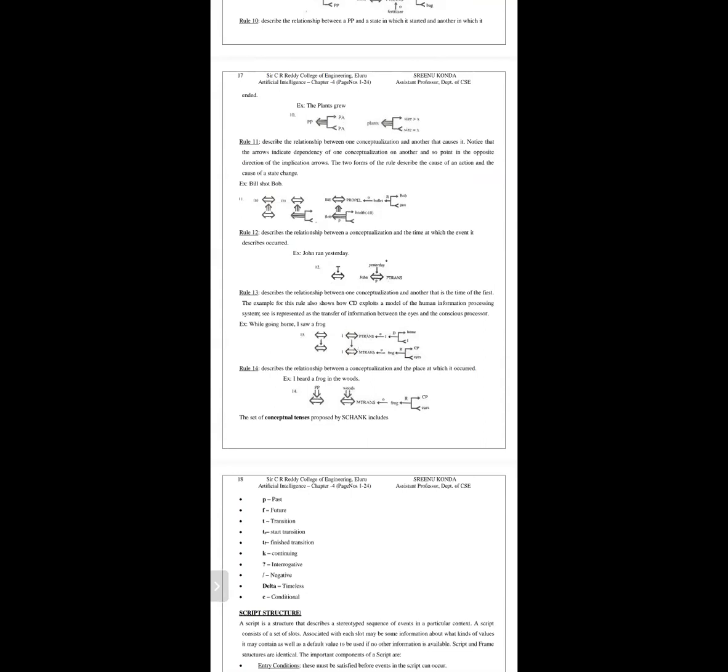Next, double arrow, M trans. M trans means mental transformation, that means transfer of mental information. So hearing is nothing but M trans. Next, the object here is frog. Next, the recipient is ears and CP. CP means conscious processor. So eyes, ears, nose, all the others are conscious processors. So ears, CP.